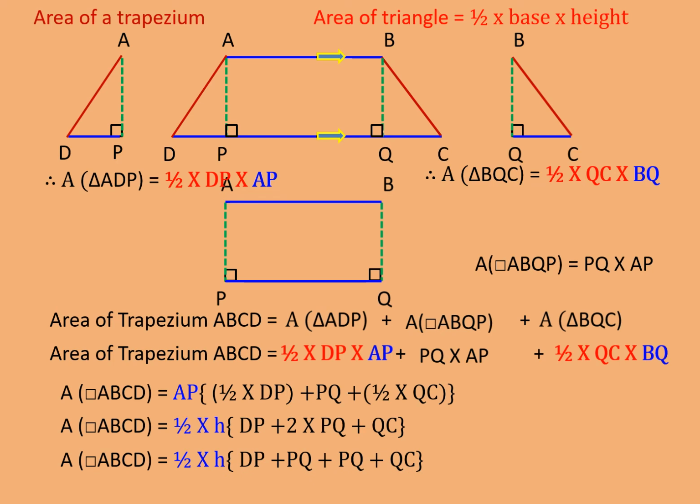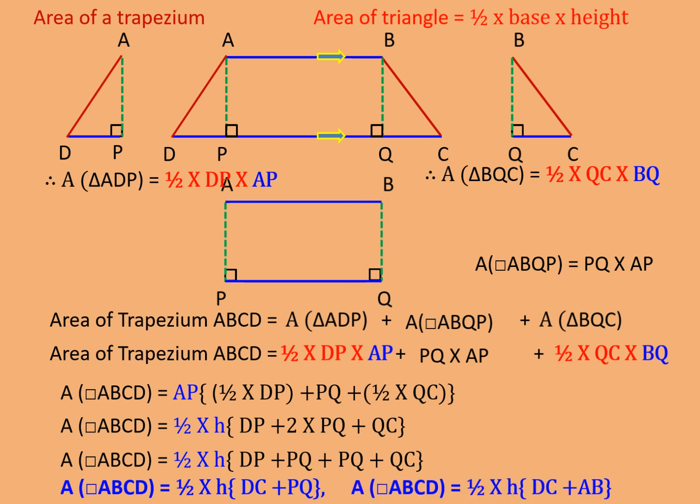DP plus 2 times PQ is split into PQ plus QC. So if you see in the diagram, DP, 1 PQ and 1 QC form DC. So the other 1 PQ is left, which is equal to AB. So as it is given, DC plus PQ, which in turn gives the answer half into height into DC plus AB.